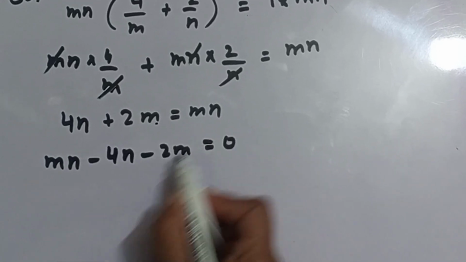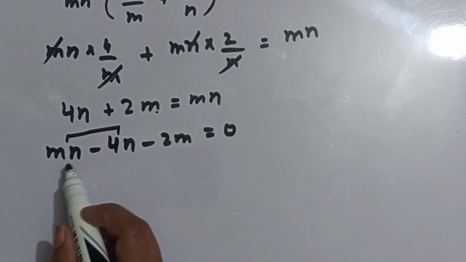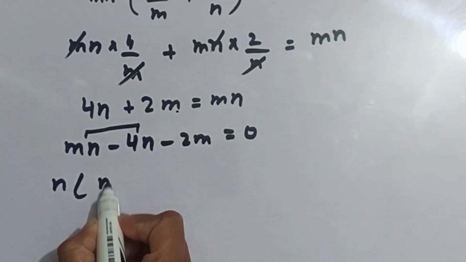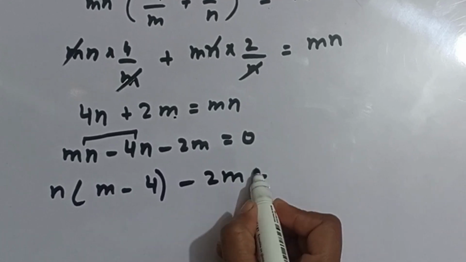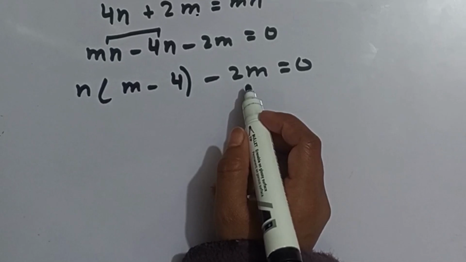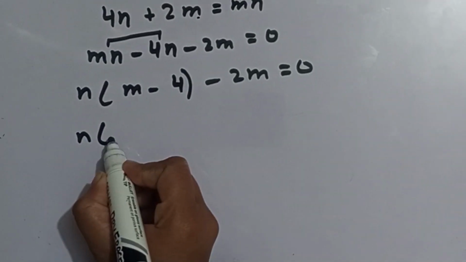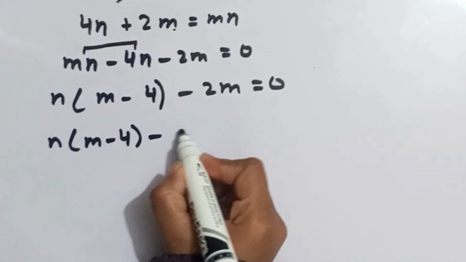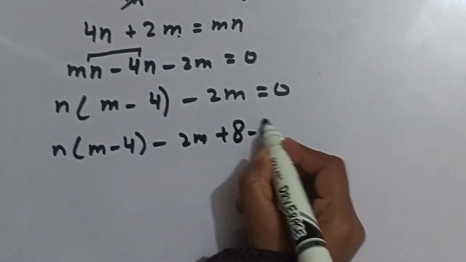it's equal to 0. Now look at these two terms, n is involved in these two terms, so we factor out n and the remaining is m minus 4, and this is minus 2 times m, it's equal to 0. Now in the next step we add and subtract 8 on both sides of this equation. So this is n multiplied by m minus 4 minus 2 times m, add 8 and also subtract 8 on this side.